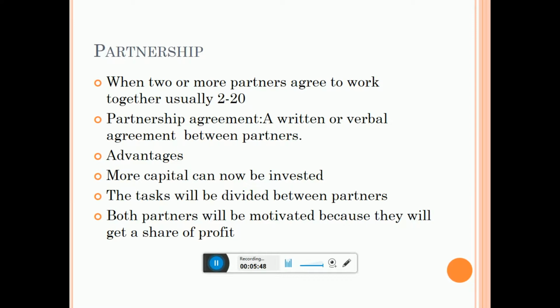Advantages, as you all can think, are that more capital can now be invested because there are more people to invest in the business. The second is the task will be divided between partners. As there are more people, there will be shared responsibility. Then the third is both partners will be motivated because they will get a share of profit. As they both will be working hard, they will be expecting a reward, so this will keep motivating them again and again, so that they can keep on working hard.